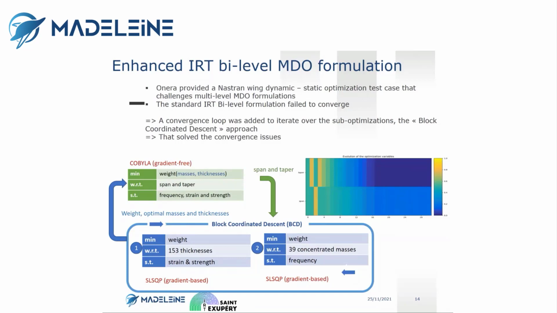So our original bilevel IDF bilevel formulation failed to provide the right solution in this case. So it's a very good test case to improve the formulation. And we introduced a new variant of this formulation, a block coordinate descent algorithm, that is actually iterating over the sub-optimizations, static and dynamics. And it's a classical algorithm in domain decomposition applied to optimization. And using that allowed it to converge properly.